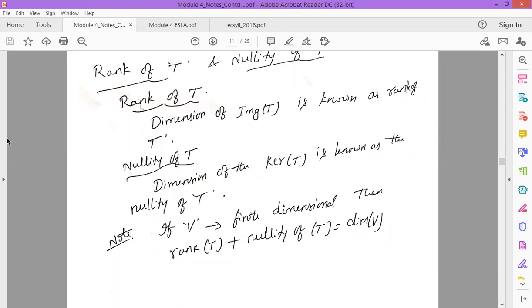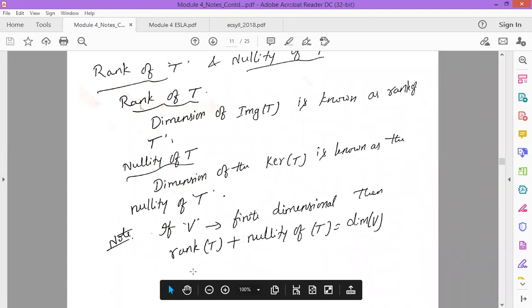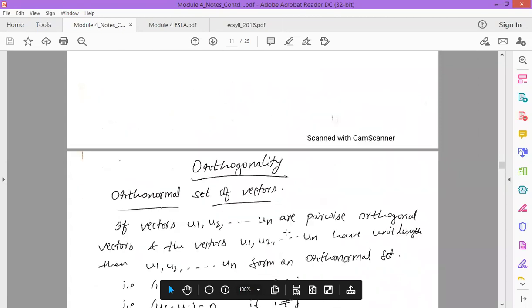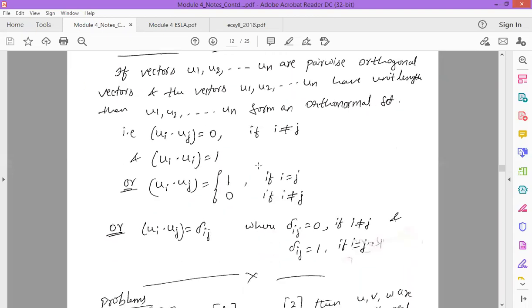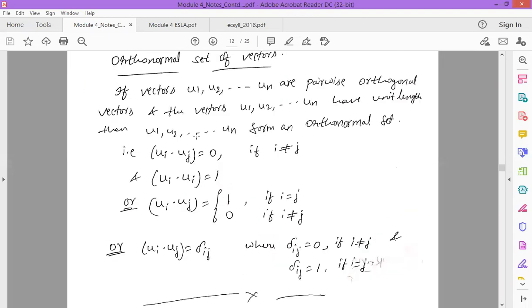the total number of columns in a given matrix A is equal to the sum of the rank of the matrix plus the nullity of the matrix. So the same expression is going to be defined here. And the next concept is orthogonality. Here I'll just give the definition of this, and we'll take one problem on this.